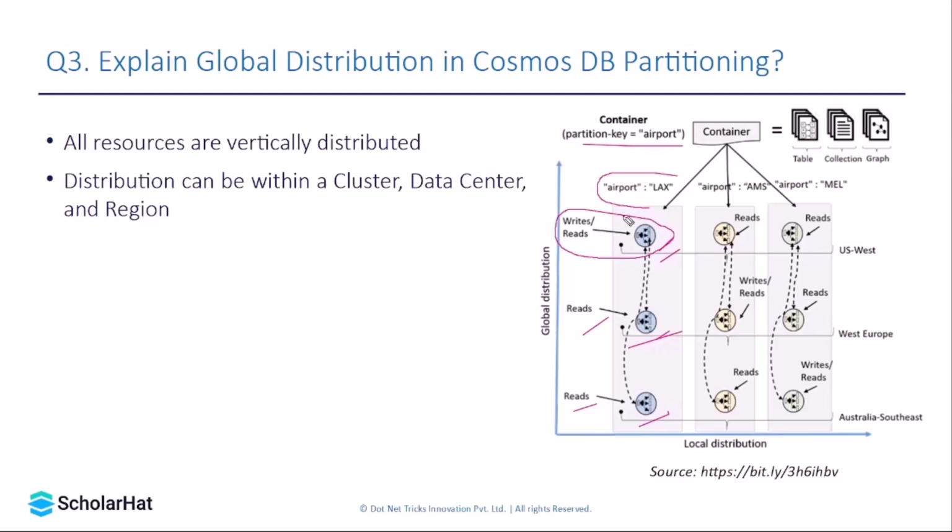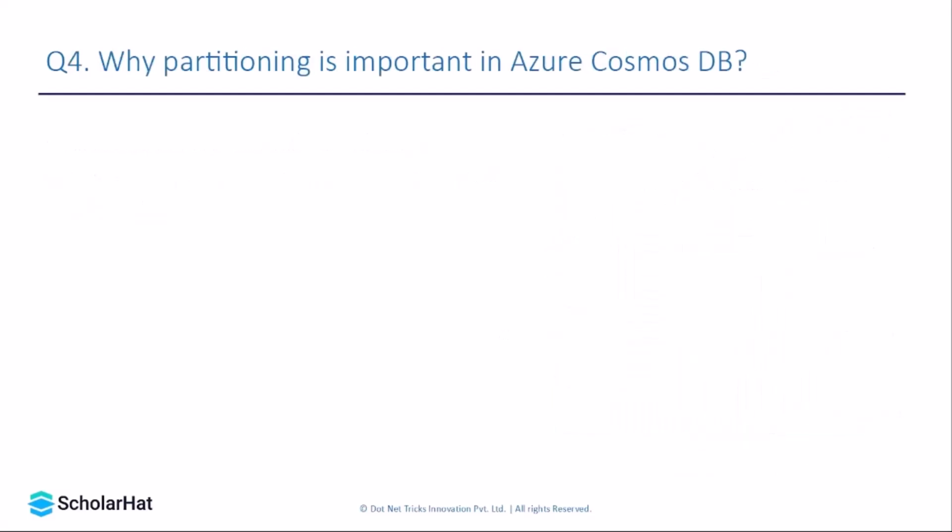A partition on a global level is done with the cluster, data center, and region. And again, this is one of the ways in which we can make our data available across all the regions, and we can improve its performance. Now let's move to the next question, that is why partitioning is important in Azure Cosmos DB.